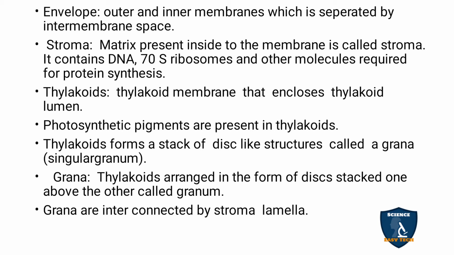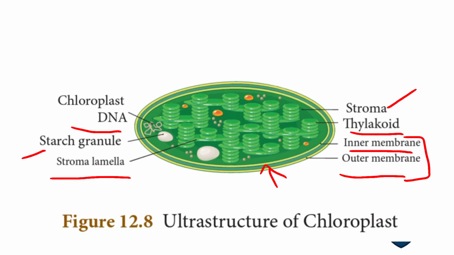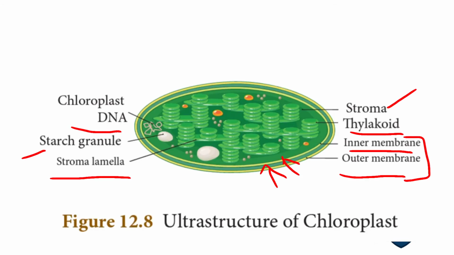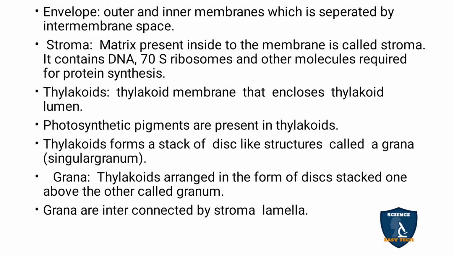The stroma: the matrix inside the membrane is called stroma. So this portion, the green colored portion you can see, is called the stroma. Inside the membrane, it is filled with a matrix, a substance. That substance is called stroma. And in the stroma only you have DNA, ribosomes, RNA, they are all present. So in the stroma only they are all present.